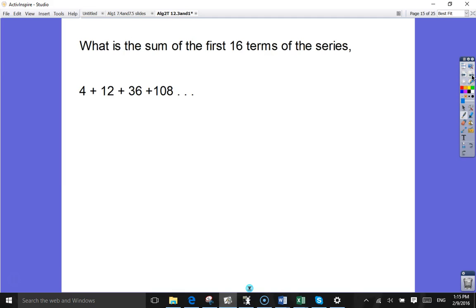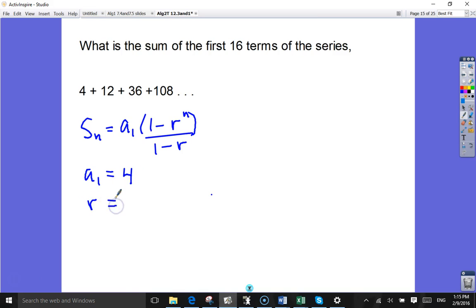So what is the sum of the first 16 terms of this series? All right, so let me rewrite my formula. Sn equals A1 times 1 minus R to the n over 1 minus R. Okay, what is A1? It is 4. What is R? The R should be the ratio of consecutive terms, so that's 3.